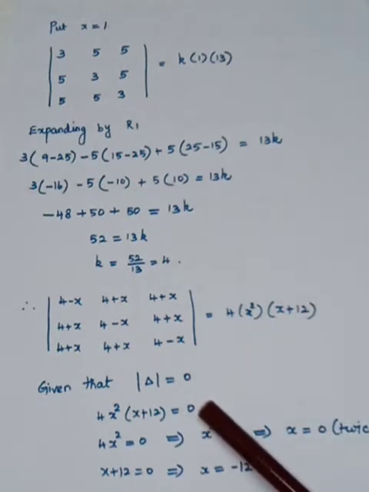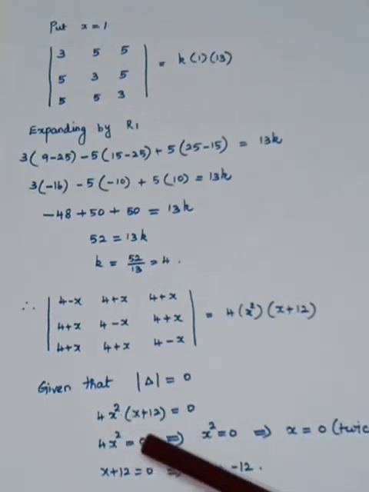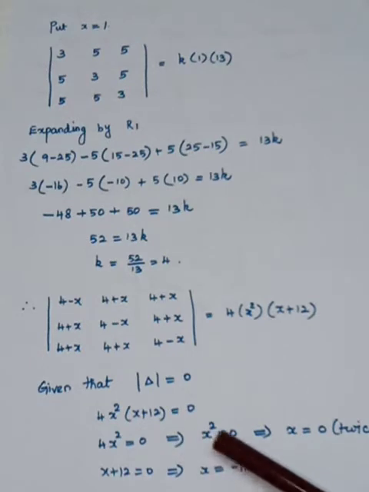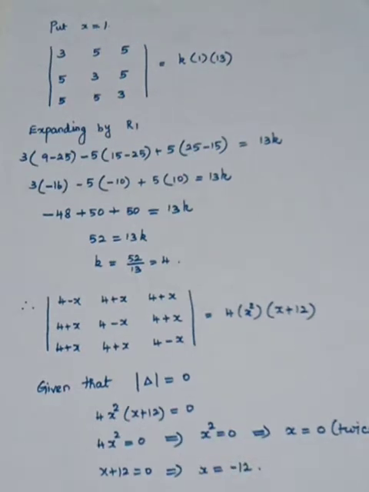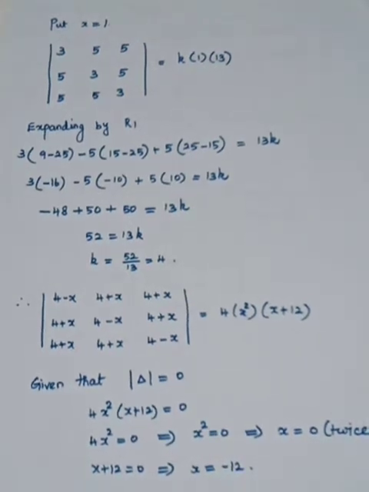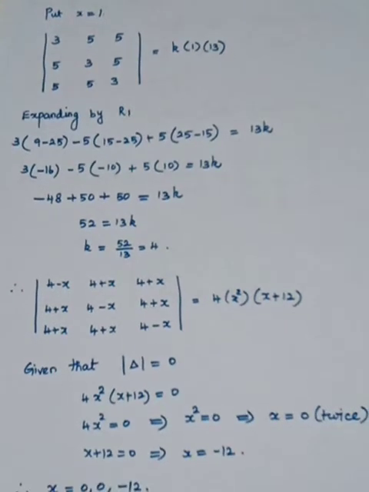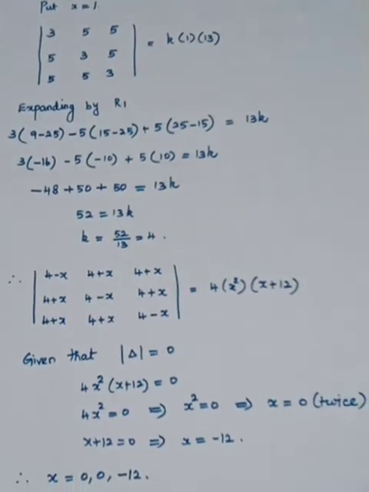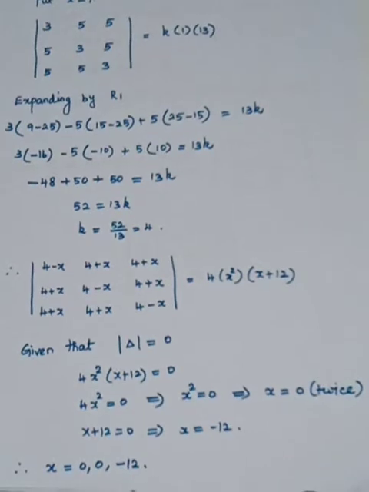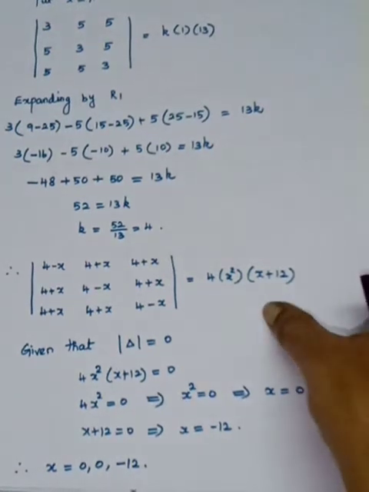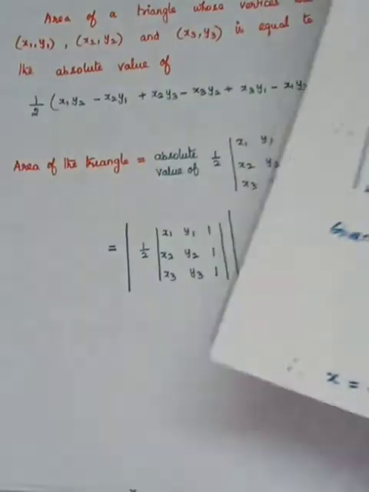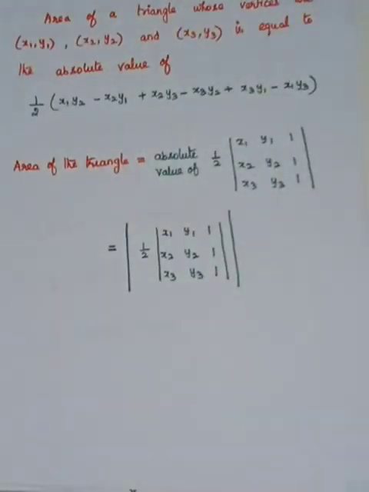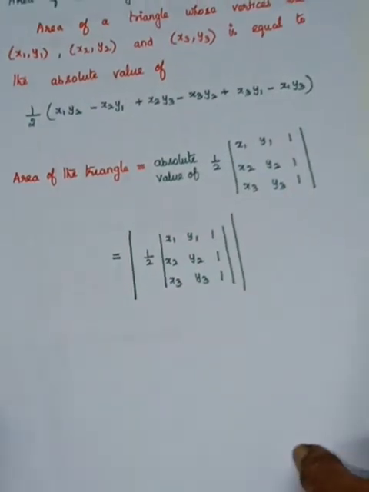When it is equal to 0 means 4x squared is equal to 0, which implies x squared is equal to 0. So x is equal to 0 twice. The next one, x plus 12 is equal to 0. That implies x is equal to minus 12. So therefore x value is 0, 0 and minus 12. You are getting 3 values for x. So next we are moving to the next topic, area of the triangle.